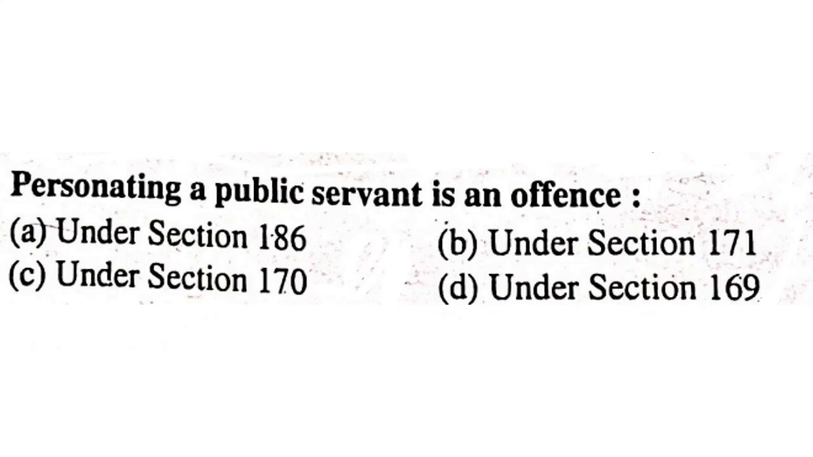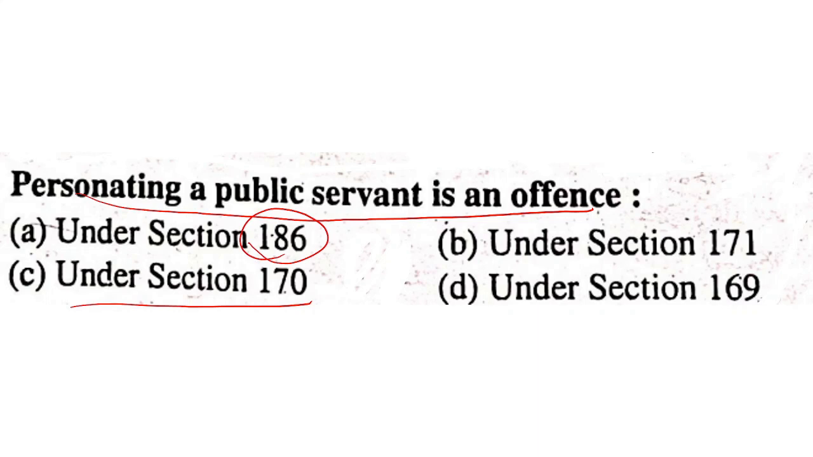Personating a public servant is an offense under section 186, 171, 170, or 169? It is under section 170. Section 186 provides for obstructing a public servant in discharging public functions. Section 171 is wearing a garb or carrying a token used by soldiers, and section 169 is a public servant unlawfully buying property. So personating a public servant is an offense provided under section 170 of the Indian Penal Code.